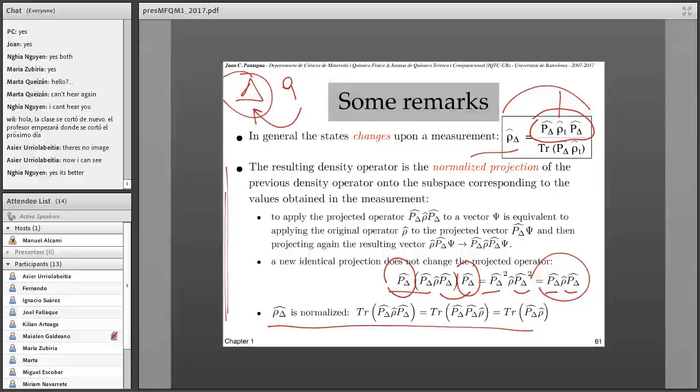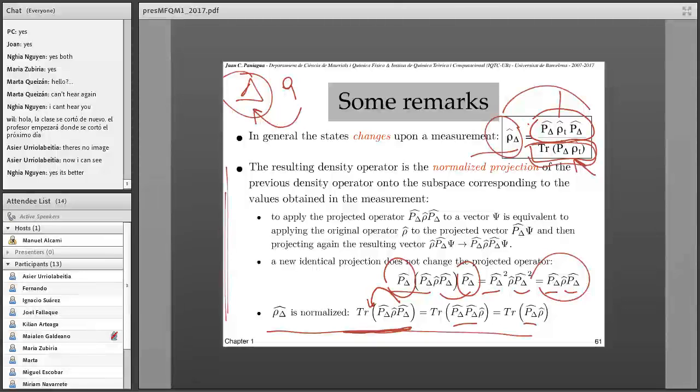But you can verify that the denominator is nothing but a normalization constant. It's very easy to see. The trace of the numerator, since traces are invariant under cyclic permutation of the operators, we can put this operator here. And then we have P square, which is the same as P. So the term in the denominator is the trace of the term in the numerator. If you take the trace of this, you will find the same thing, but this is a number, and then you have the trace of the numerator divided by the same number, which is 1.